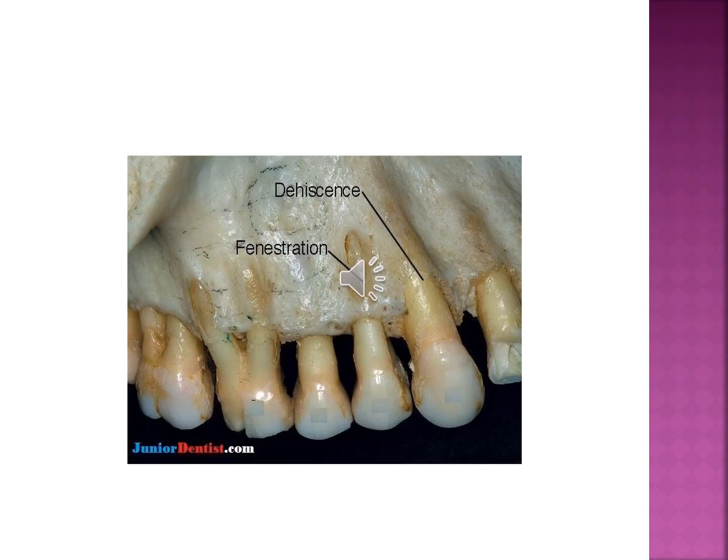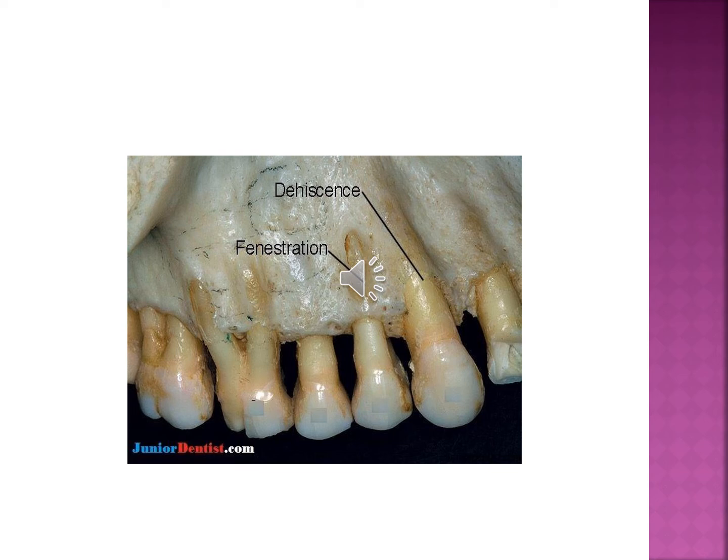Now you may understand it slightly better. So there are two labelings there. One is fenestration and one is dehiscence. Fenestration, you see that the particular tooth which is labeled as fenestration, you can see the exposed root surface. Partially the root is exposed, but there is no bone there. We can see the root directly from there.